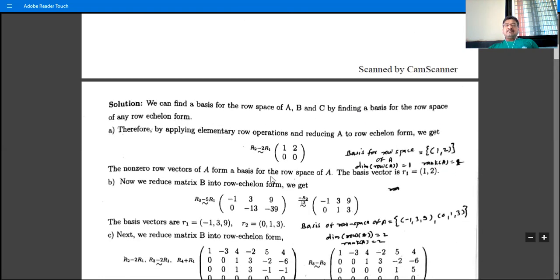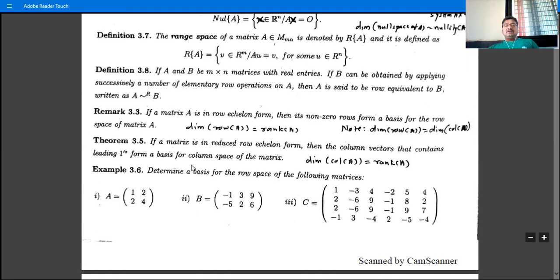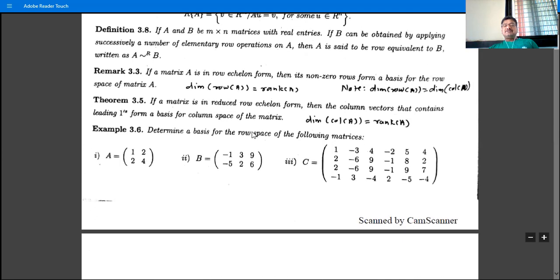Row equivalent. Okay, so we have to solve this example. Determine the basis for row space of the matrix. Or rather, the question is to determine the basis, rank, and dimension of row space. That is the rank of the matrix.